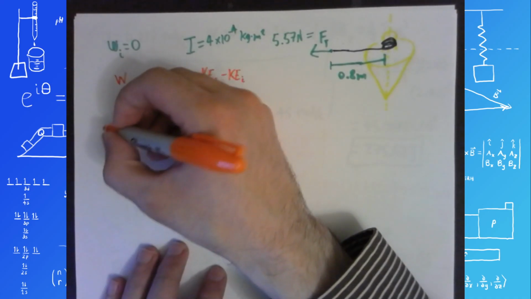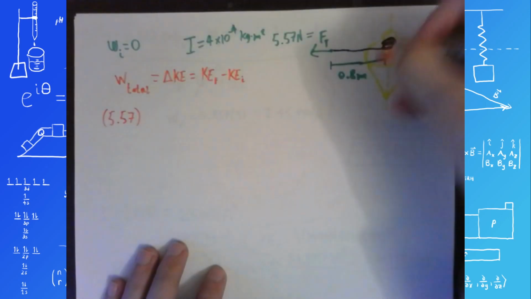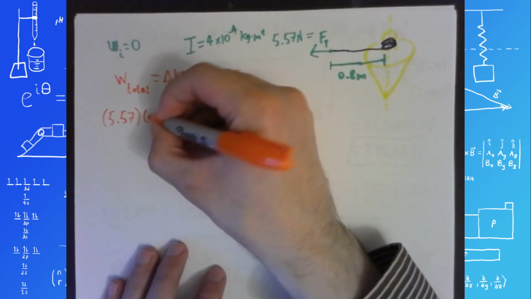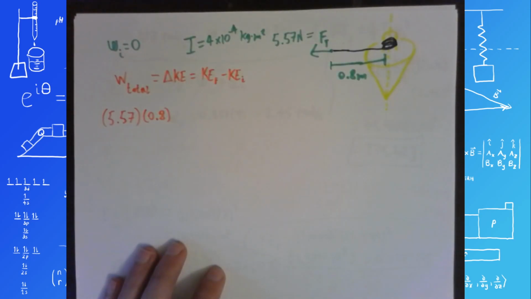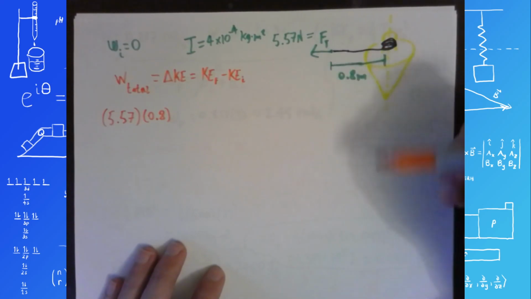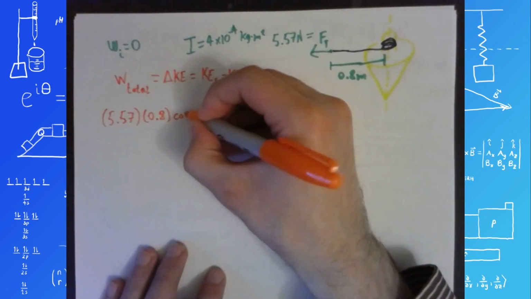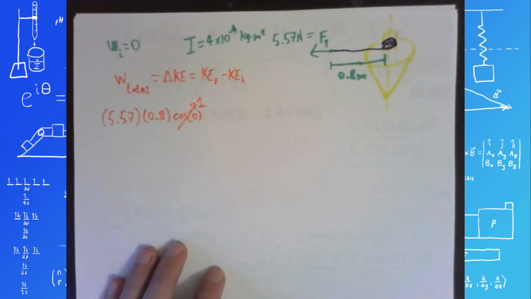So we've got the force of tension of 5.57 newtons times the displacement of 0.8 meters times cosine of theta being the angle between the force and the displacement. The displacement is from here to here, it's straight to the left, and the force is also straight to the left. The angle between left and left is 0 degrees. Cosine of 0 is 1. So that's the left-hand side of our equation.